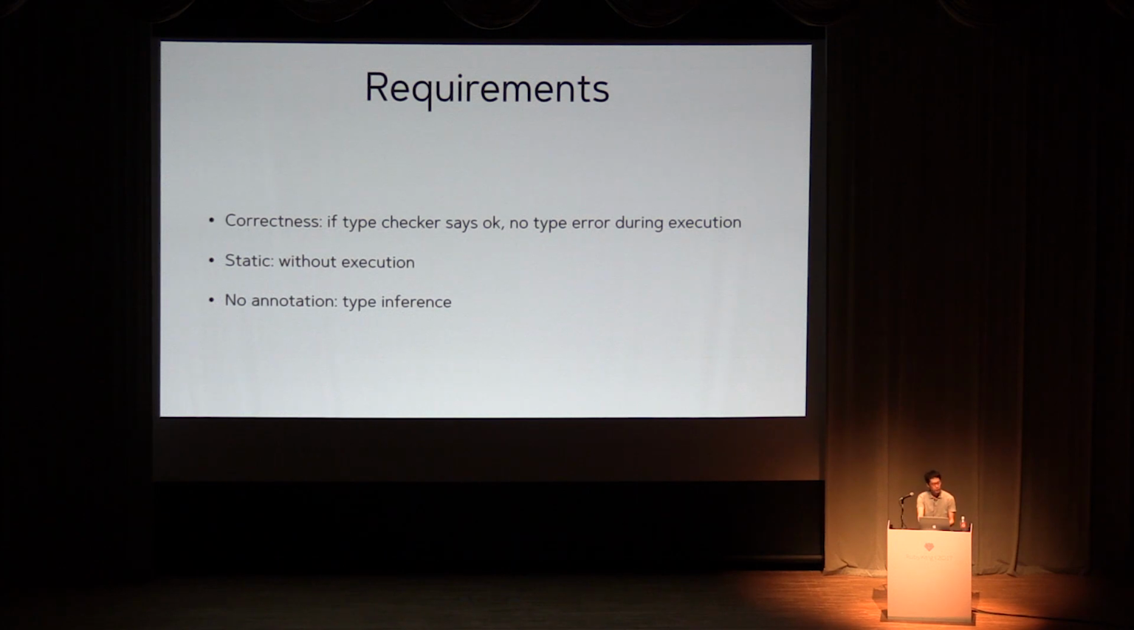And the third one is that we want to type check existing Ruby programs without adding annotations. All Ruby programs in the world do not have type annotations now, so we don't want to write annotations. But how about relaxing them?